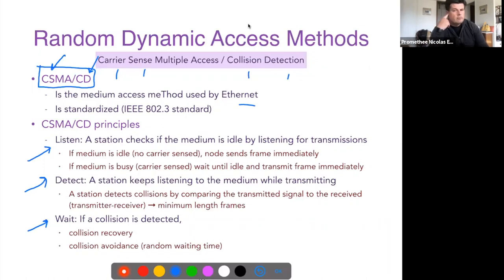Because I listen and I can realize that what I hear is not my voice, it's a mix of multiple voices. So I compare what I transmit with what I'm receiving, and I know a collision has arisen. And this is exactly what we did in Ethernet. So you see, it's a very basic one.